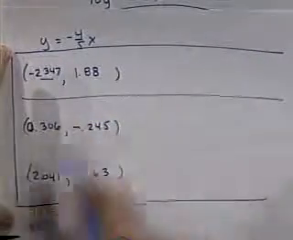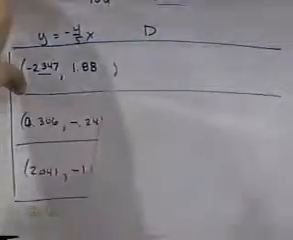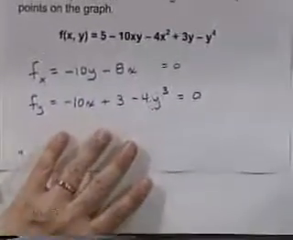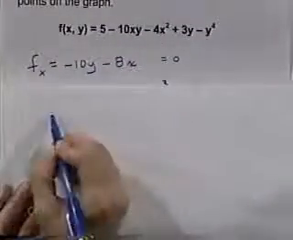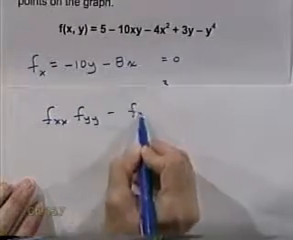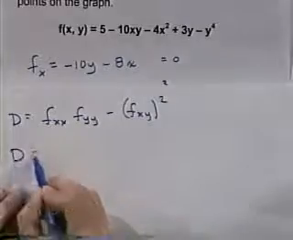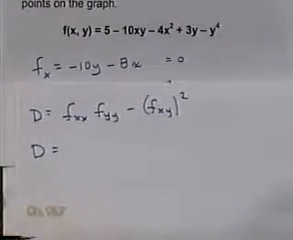Now we have to find out, are these maxes or are these mins? So what we have to do next is get the discriminant. Okay, so taking out our trusty paper, we have to get the discriminant. That's not too bad. fxx times fyy minus fxy squared. You're probably going to get a little daring like me and just write it all out at one time.